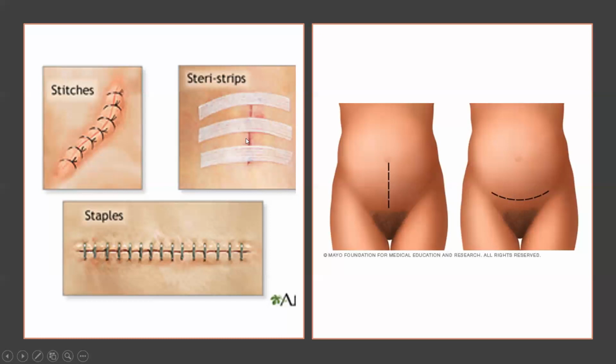There are several different methods of closing up those incisions. Some use glue and steri-strips, some will use stitches, and some will use staples. That depends on the provider. Good question for our patients to be asking.